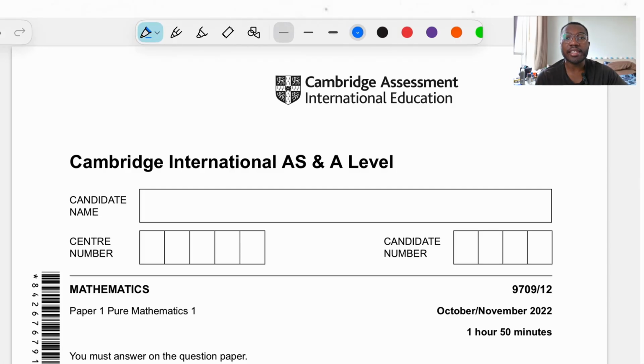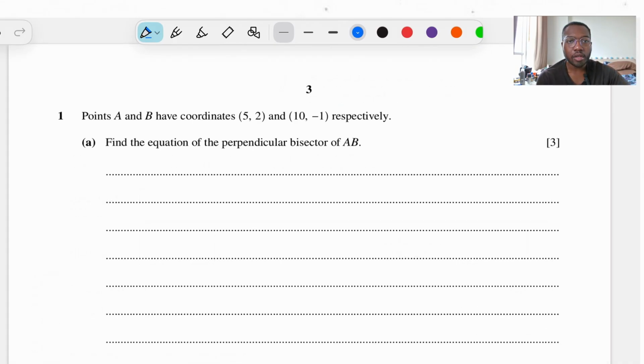We'll be going over the Cambridge International A-Level Maths October-November 2022 Pure 1 Paper 1 Variant 2. Let's go. Okay, so question 1. Points A and B have coordinates (5, 2) and (10, -1) respectively. Find the equation of the perpendicular bisector of AB.